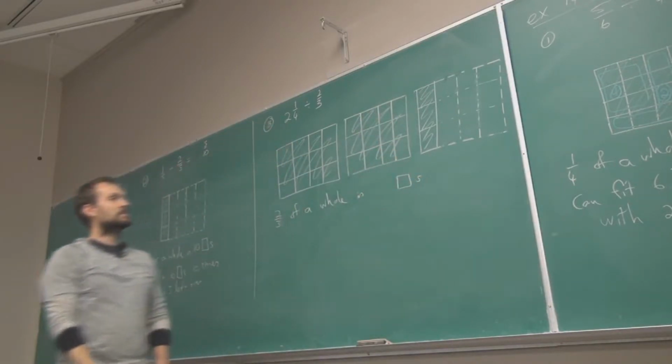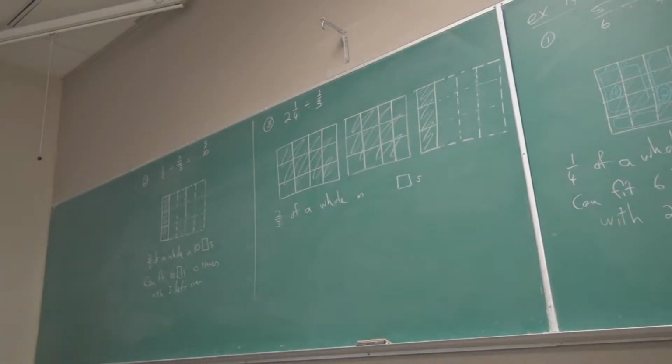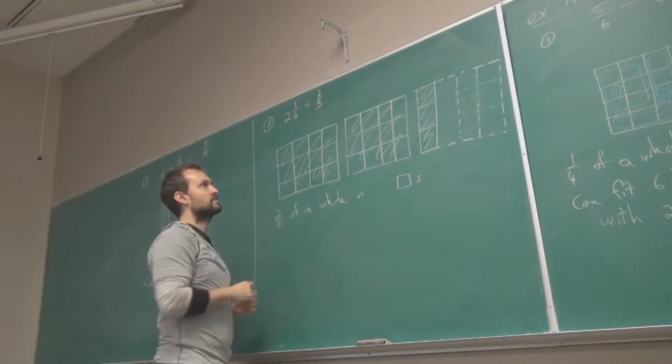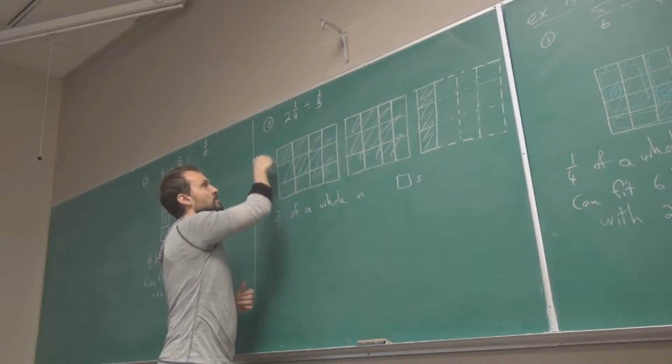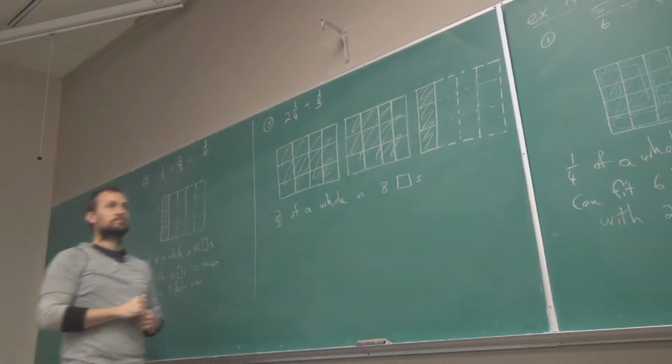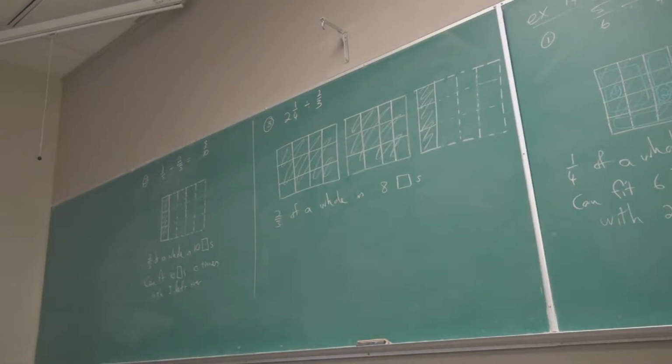So how many squares represent or correspond to 2/3? 8. Only 8, because 2/3 is 2/3 of a single whole rectangle. So 2 rows out of 3, 8. So regardless of what I have.